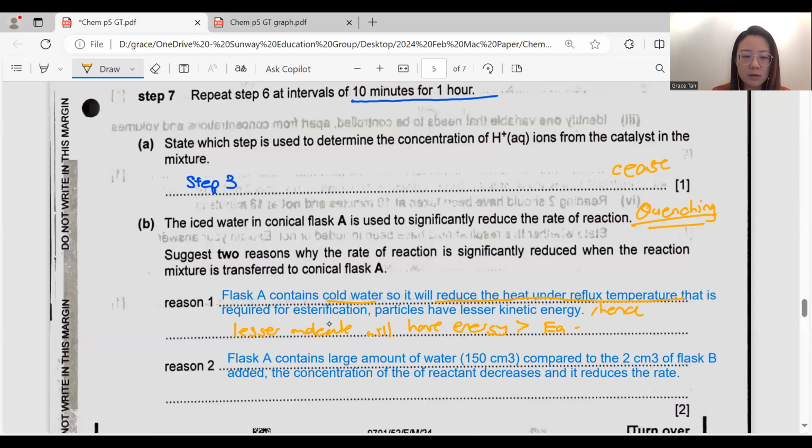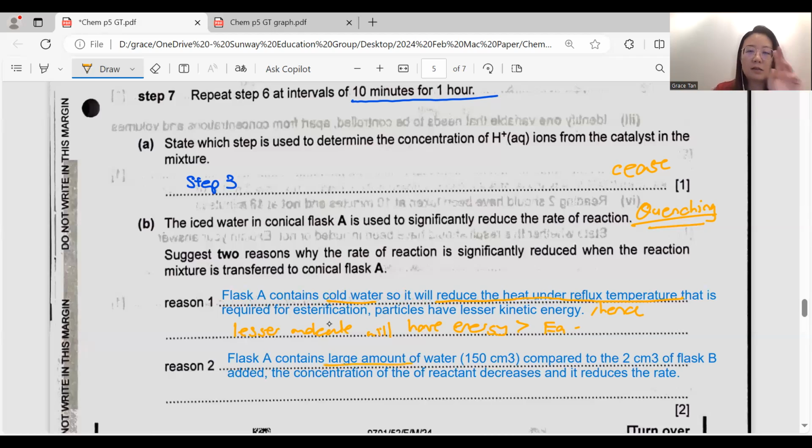That's why the rate increases. So now you put cold water, you cool it down. So hence particles have lesser kinetic energy. Hence lesser molecules will have energy greater than the activation energy. Okay. The second one I target on the word called large amount.